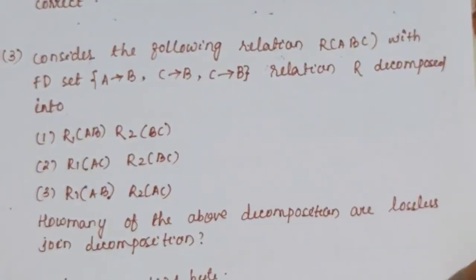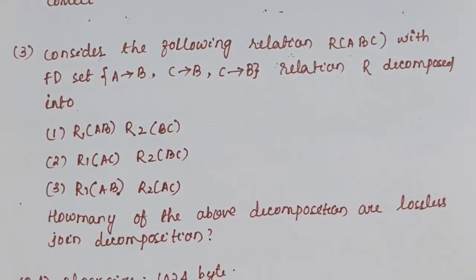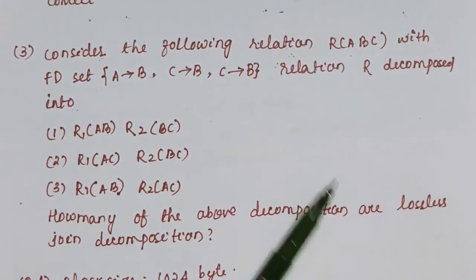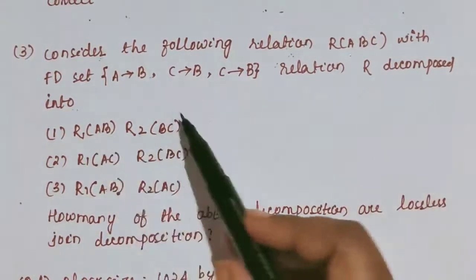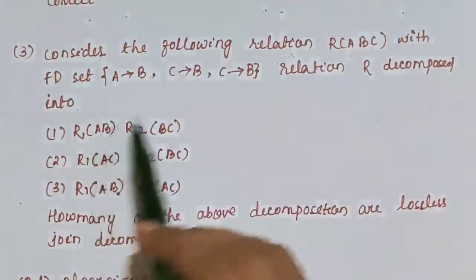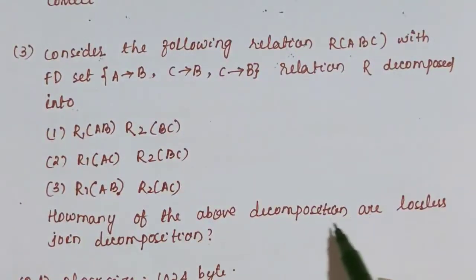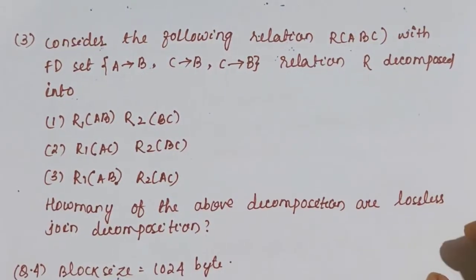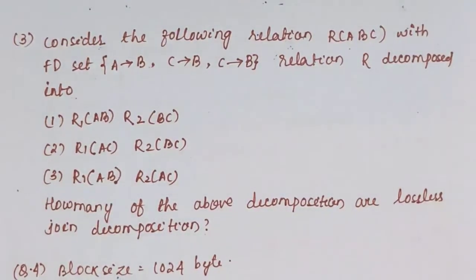Then consider the following relation R(A, B, C) with functional dependencies A to B, C to B. The relation is decomposed into these three different relations. How many of the above decompositions are lossless join decompositions? They are asking about lossless join decomposition.